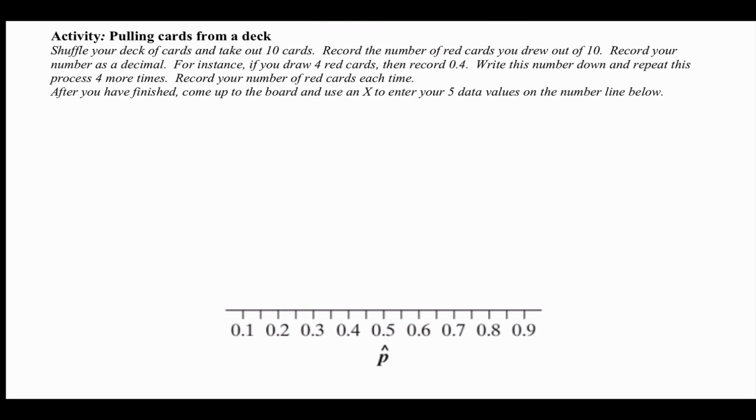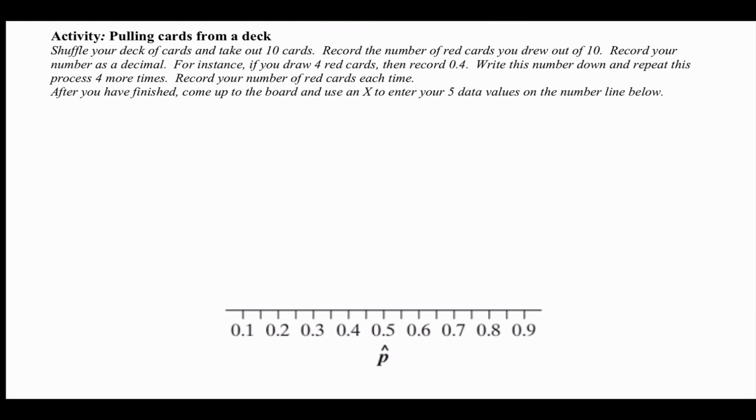Okay, once all 10 are out, how many reds do you have? It's either going to be between 1 and 10, or 0. You could have 0 reds, 0 to 10. Can't have more than 10 reds, can't have less than 0.